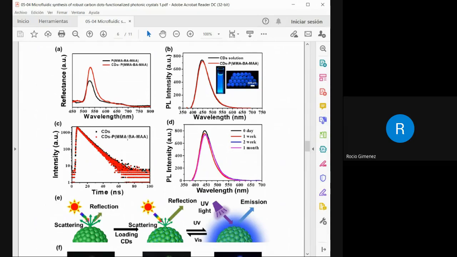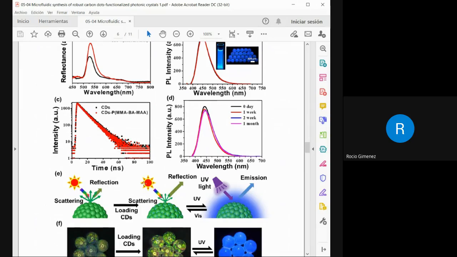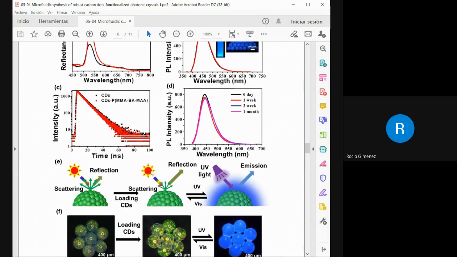And they also saw that when you have carbon dot powders, aggregation will result in quenching of the fluorescence, but loading these carbon dots on the photonic crystals can effectively avoid this aggregation and the fluorescence quenching. And so these can also enhance the diffraction color by increasing reflection and reducing scattering.